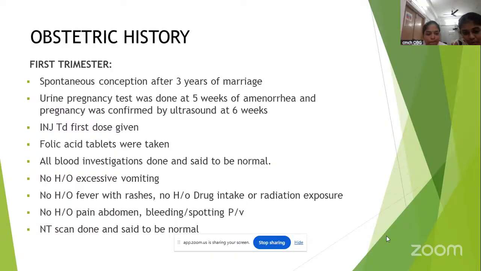No history of excessive vomiting or fever with rashes. No history of drug intake or radiation exposure. No history of pain abdomen, bleeding or spotting PV. NT scan was done and was found to be normal, ma'am, and was corresponding to her EDD. Is that not so? Yes, ma'am.